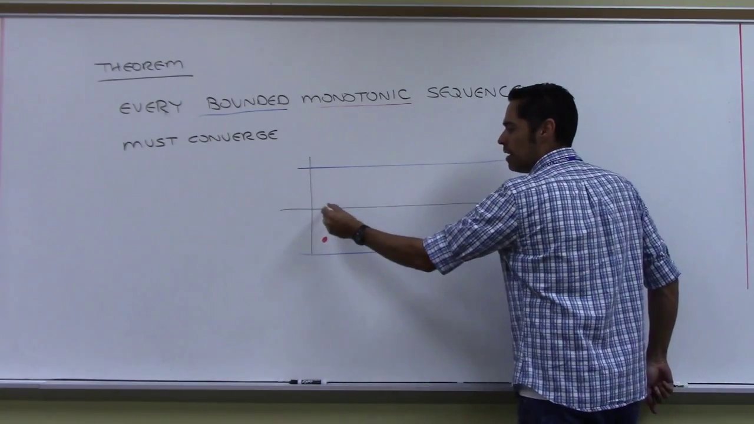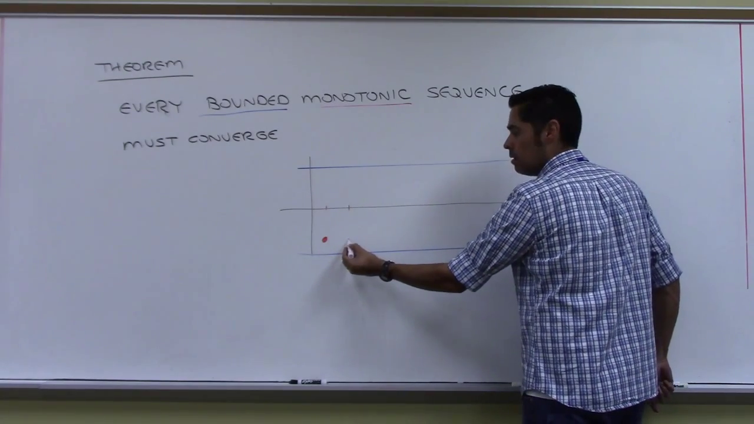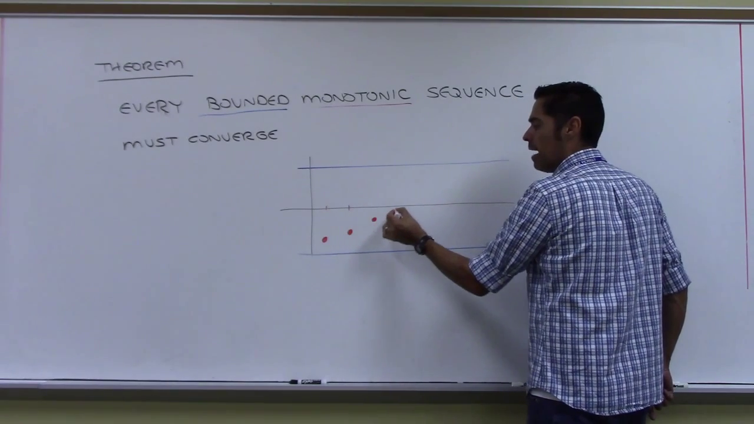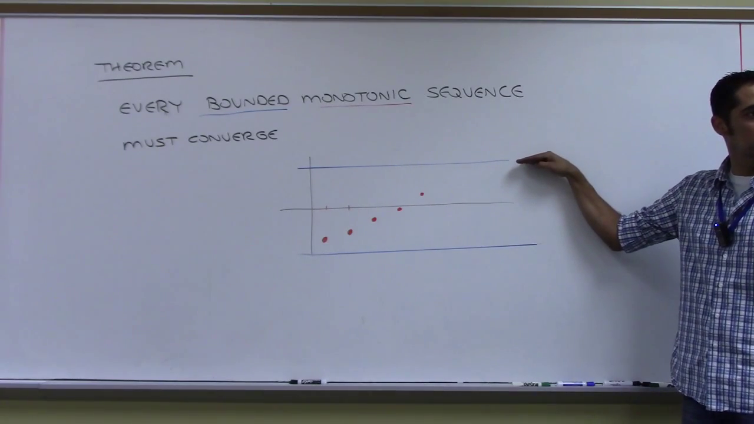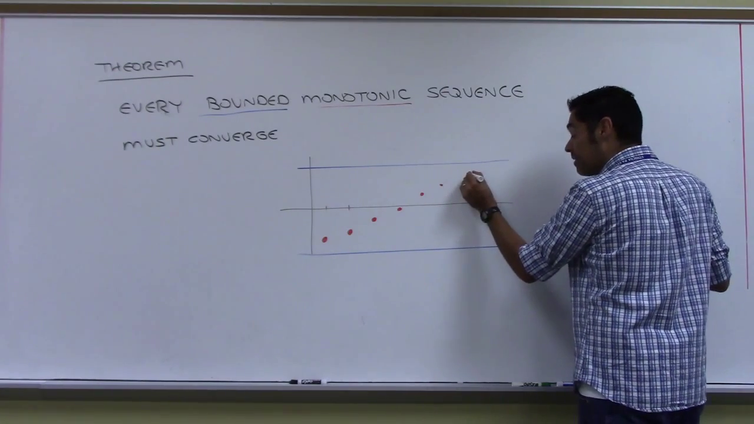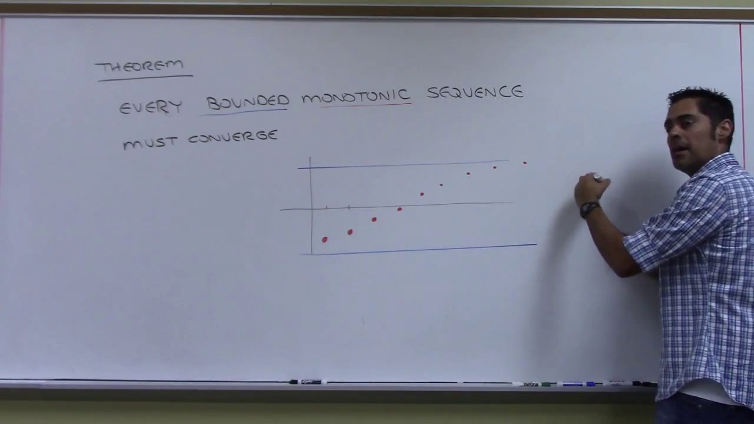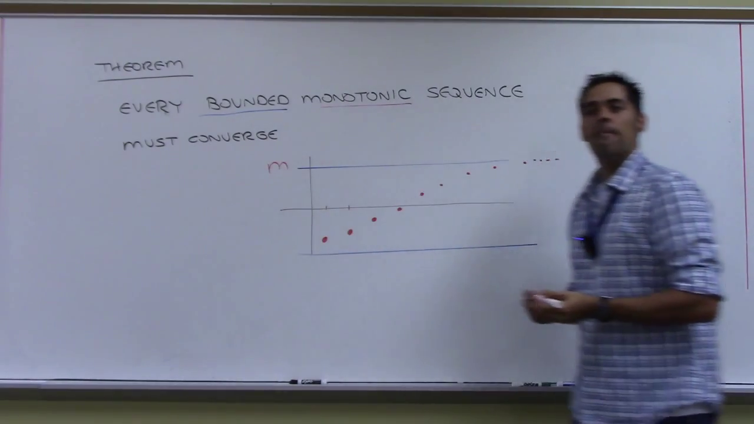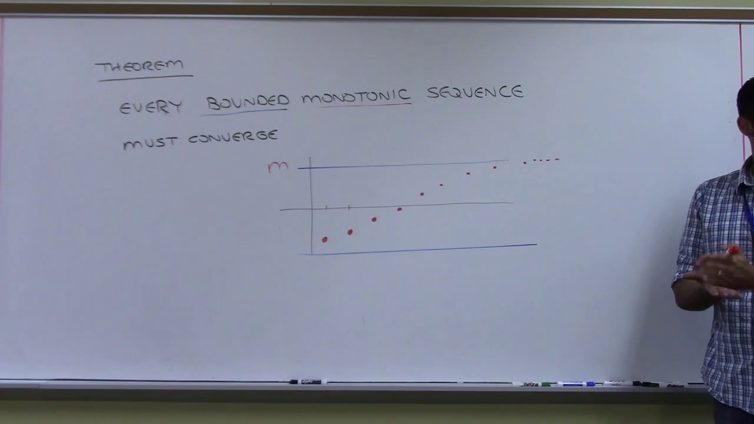Now, if my next one has to be above that, and then the next one above that, and above that, but there's a roof as to how high I can go, then I have to start flattening out, don't I? And what I'll do is asymptotically approach some bound up here, won't I? Because I can never come back down. So there's got to be something. Now, it doesn't have to be the capital M. It can be below it. But it's got to go to something.